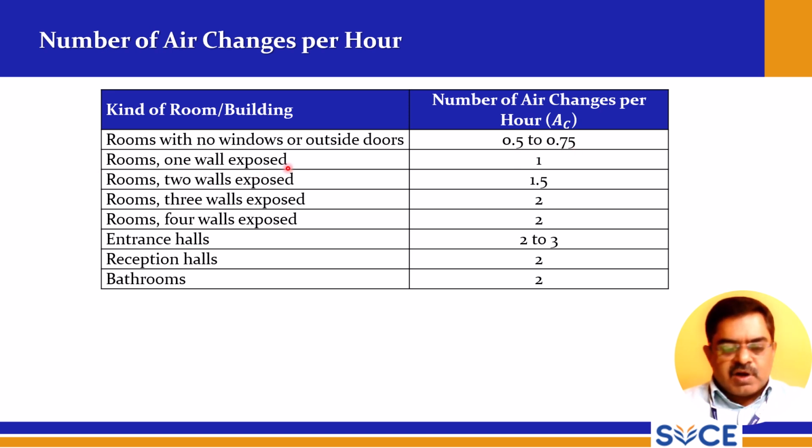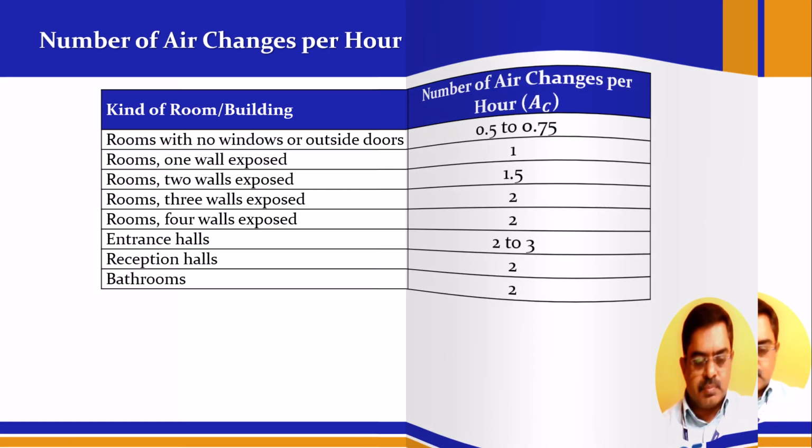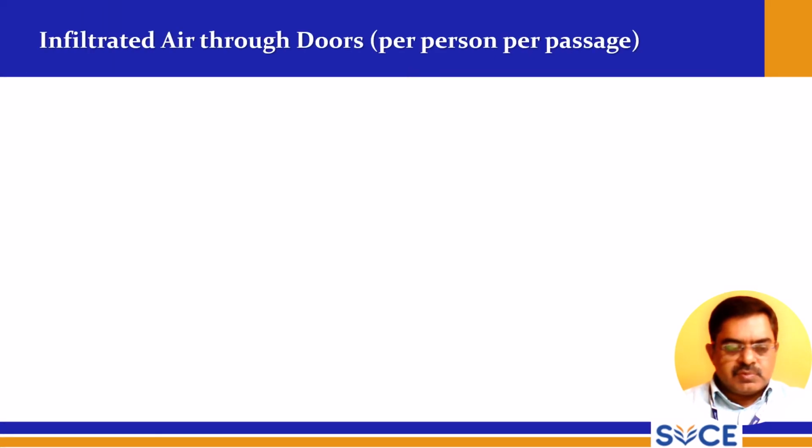Rooms with one wall exposed, that is 1, and rooms with two walls exposed, that is 1.5. Rooms with three walls exposed, that is 2. Rooms with four walls exposed, that is 2, entrance halls are 2 to 3, reception halls are 2, bathrooms are 2. Now, infiltrated air through doors, per person per passage, is also uncontrolled air.